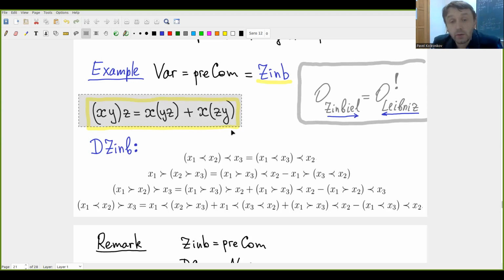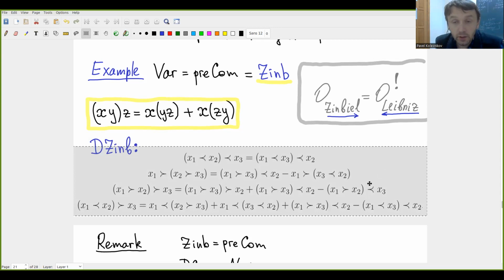As I said, this is a routine problem, how to find the identities of the derived variety. This multiplication in a Zinbiel algebra has no symmetry. It is non-commutative, non-skew-commutative. So in order to describe the derived variety, we need two operations, left and right ones. And there are four identities. It turns out there are four identities defining the derived variety. These four identities are stated here.